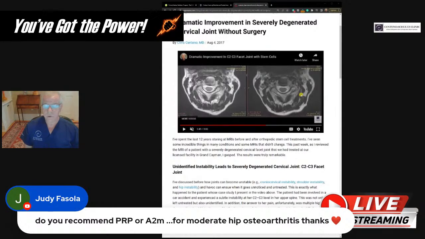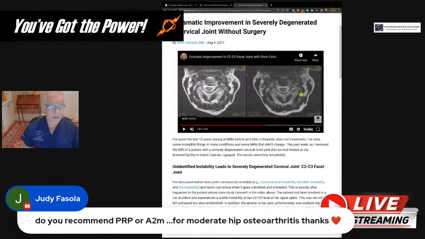Judy, do you recommend PRP or A2M for moderate hip osteoarthritis? Judy, we have much more data on PRP by a factor of 100 to 1,000. Well, maybe not 1,000. Let's say 100 relative to A2M. So just so that everyone understands what Judy's talking about, A2M or alpha-2 macroglobulin is something that lives in your serum or your plasma, and it's considered anti-inflammatory in that it blocks one of the inflammatory molecules.